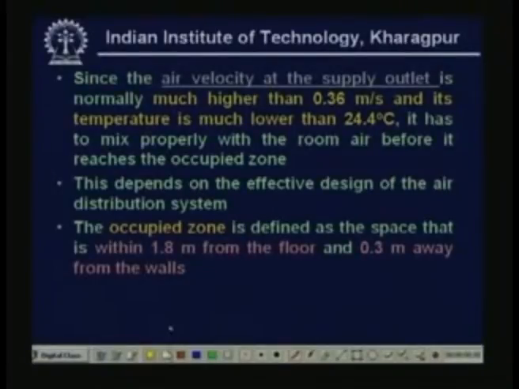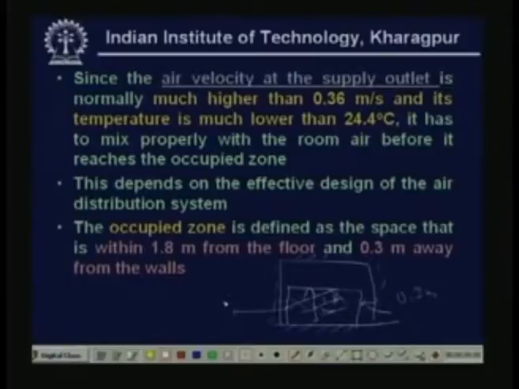What do you mean by occupied zone? Let us say that this is the conditioned space and this is the floor. So, these are all the walls of the conditioned space. The occupied zone is where, as the name implies, the occupants are. So, this is defined as all the space that is within 1.8 meters from the floor, and 1 foot away from all the walls. This distance is 1 foot or 0.3 meters. So, this region is defined as the occupied region, and within this occupied region we have to maintain the temperatures depending upon the comfort requirements.